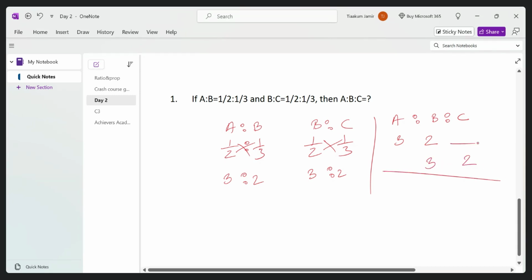Now here, the common term is B, so that means 2 and 3. So 3 threes will multiply. 3 threes will give us 9. 3 twos are 6. And 2 twos will give us 4. Then this will be the answer.